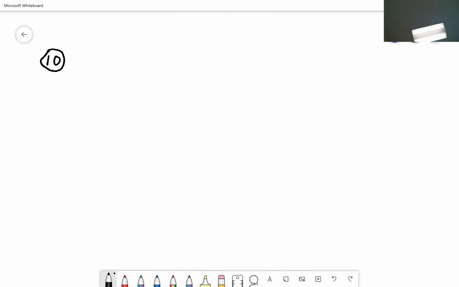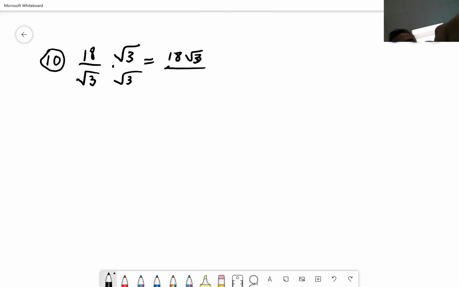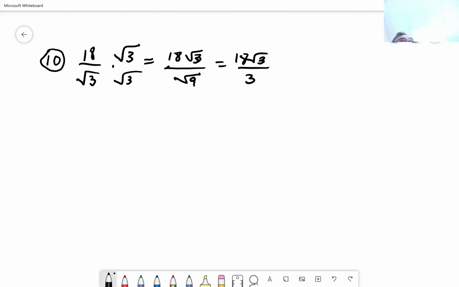Number 10 says 18 divided by the square root of 3. Well, we're just going to go ahead and rationalize there. You could tell that's all you need to do. I'm always writing square root of 3 times square root of 3, writing whatever comes out. But in reality, you know it's going to end up as a 3, right? Because whenever you square something that's in a square root, it cancels the square root.